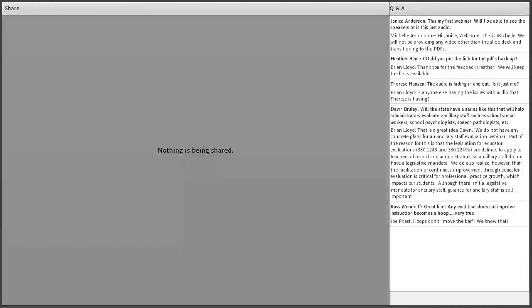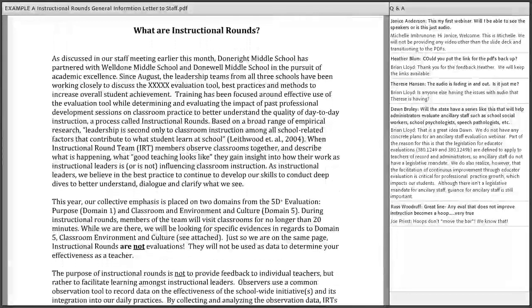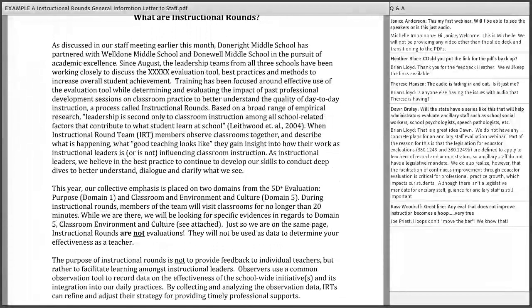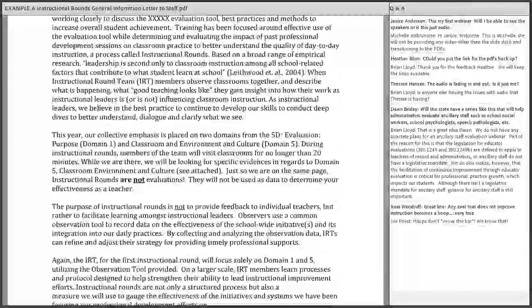What I'm excited to share with you is example A, which was literally just a letter out to the staff about instructional rounds. You will see that in this letter to the staff, it was pretty specific as far as what the instructional round team was going to be looking for as they went through the building. You will also see that certain indicators and look-fors were going to be mentioned. So the specificity is listed there, and I did want to share that with you as an exemplar.